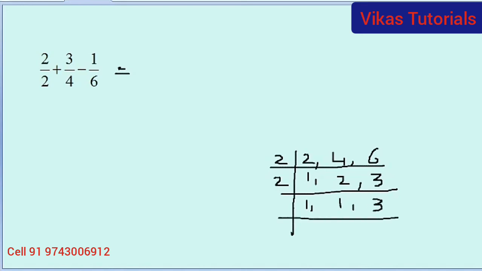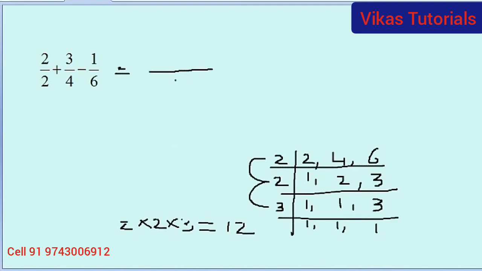Then next step is 3. Okay, again 1 will remain same, and this 3 ones are 3. So our LCM will be 2 into 2 into 3. 2 twos are 4, 4 threes are 12. So our LCM is 12. Write the LCM here. LCM is how much? 12.